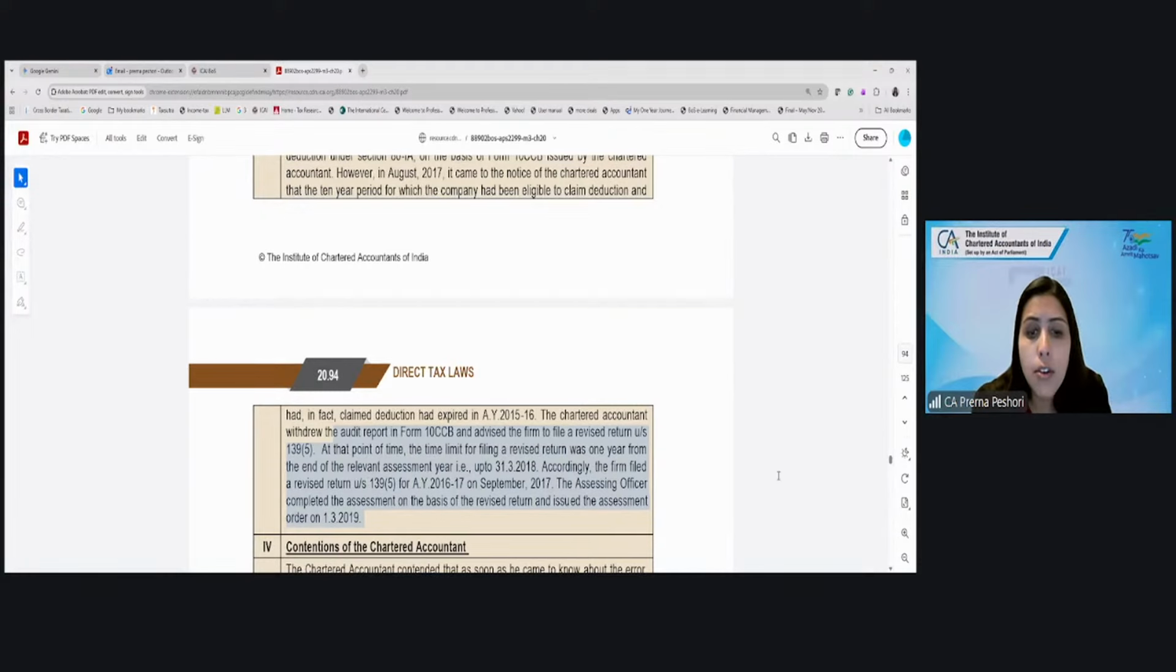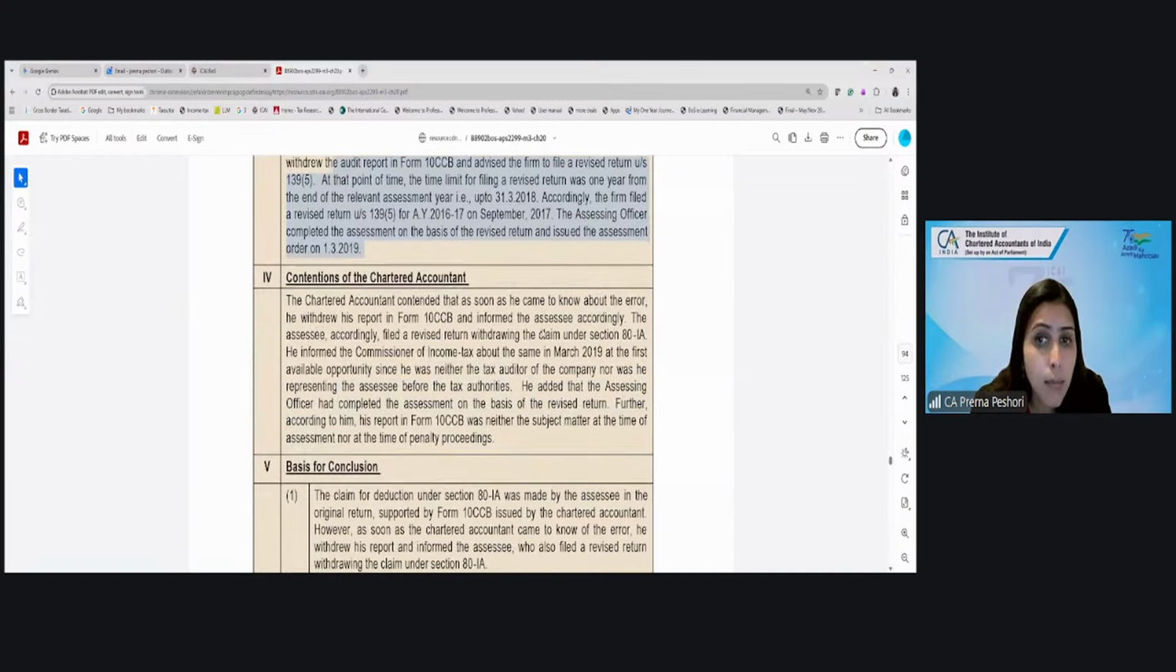Now, the CA contended that as soon as he came to know about the error, he withdrew his report in Form 10CCB and informed the assessee accordingly. The assessee filed a revised return withdrawing the claim. He also informed the Commissioner of Income Tax about the same in March 19 at the first available opportunity, since he was neither the tax auditor nor was he representing the assessee before the tax authorities. He added that the AO had completed the assessment on the basis of the revised return. And according to him, his report in Form 10CCB was neither the subject matter at the time of assessment nor at the time of penalty proceedings, right?